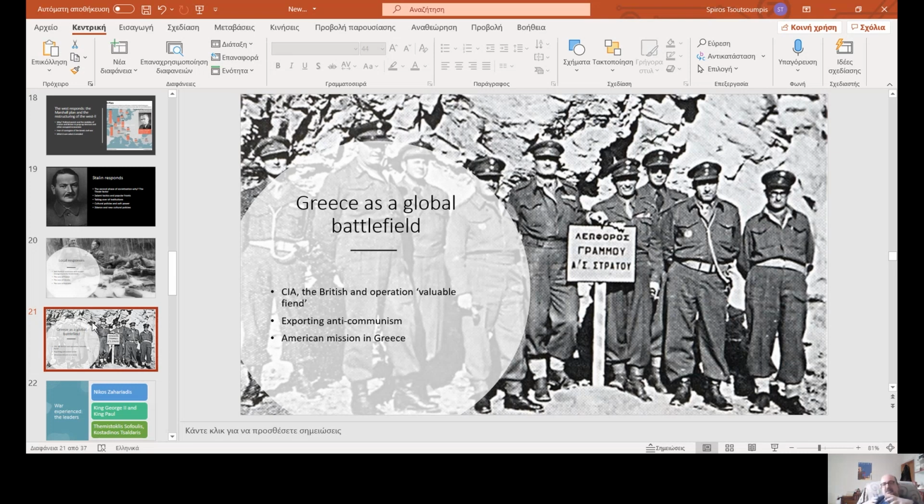The Americans send money, but they also send military advisors and equipment to Greece. At the same time, the Soviets and the Yugoslavs also send money, equipment, and weapons to the Greek communists. So Greece becomes a global battlefield between East and West.